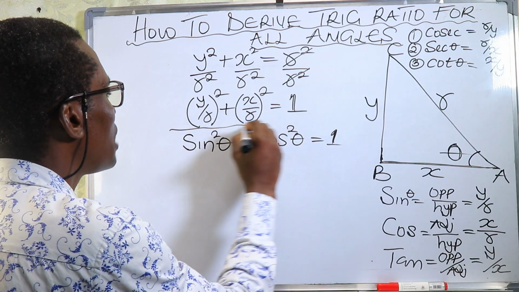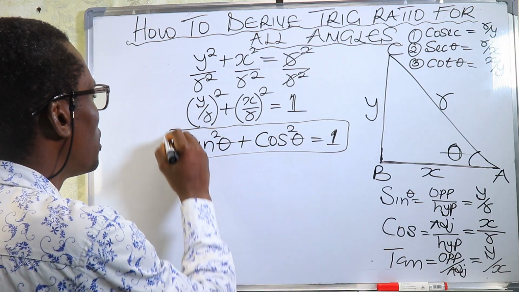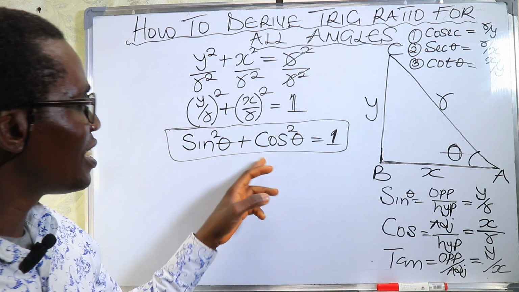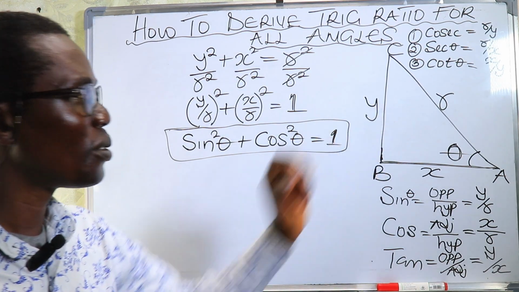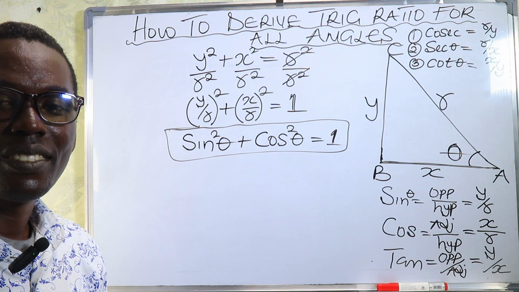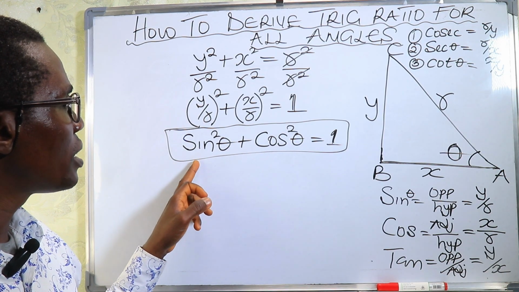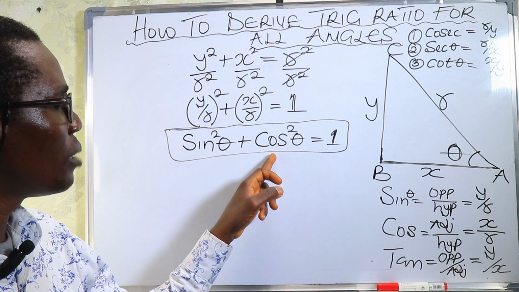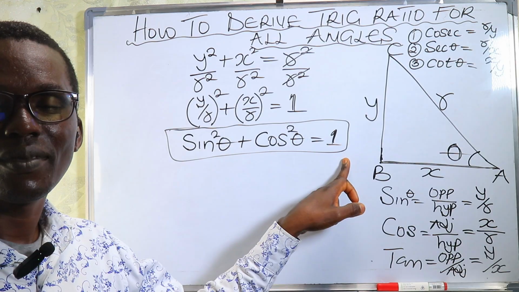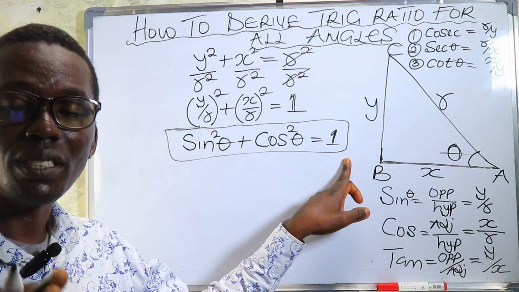So this na another trig ratio wey we don derive from here. So you see how e easy. This na another trig ratio wey we don derive from this triangle. So that means say sine square theta plus cos square theta go give us wetin? Go give us 1. That's na one of those derivatives.